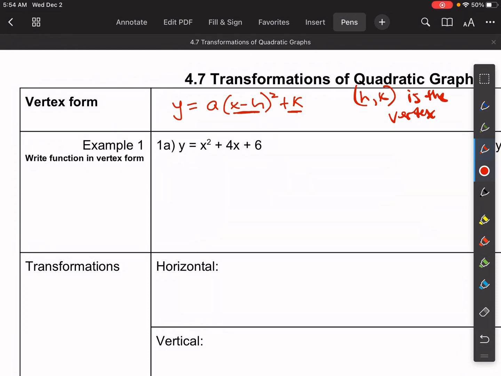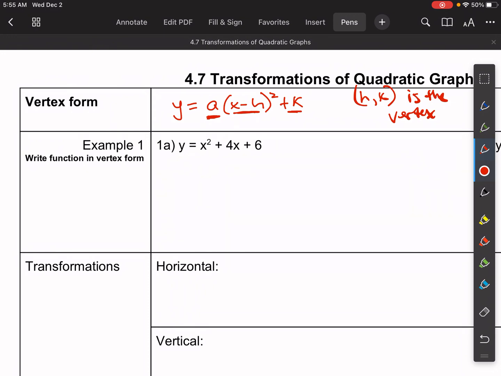And then a determines the shape of the parabola. Okay, so if a is positive, it opens up. If it's negative, it opens down. And we're going to see that when a is smaller than 1, like between 0 and 1, it's going to make our parabola short, fat. And if it's bigger than 1, it's going to stretch it vertically. Okay, so we're going to talk about those transformations today.